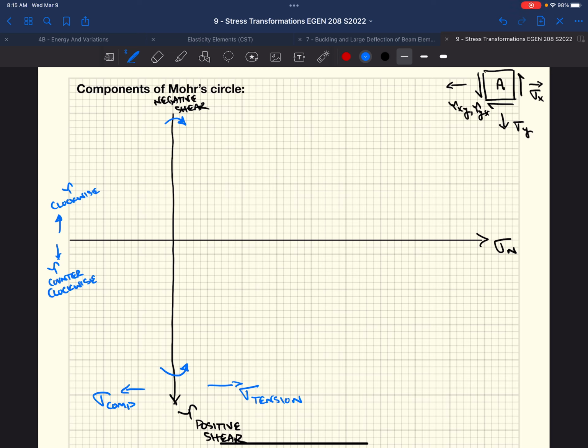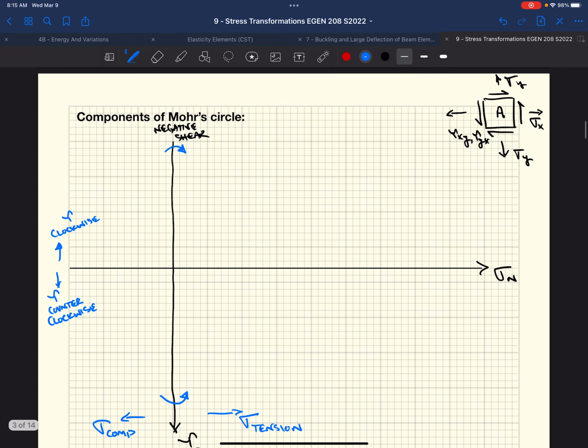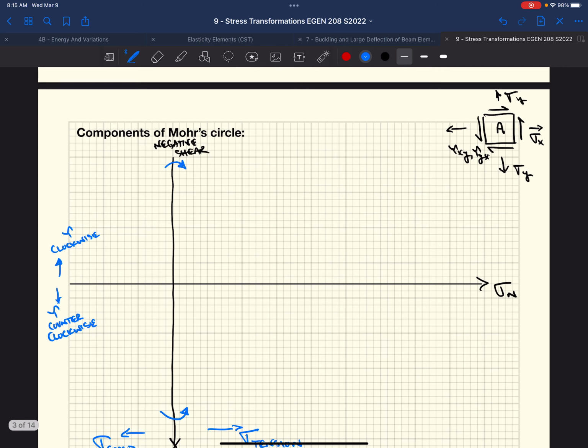Well, now that we have axes, that allows us to plot points. That's what we do on a plot. So what do we plot? We plot what's going on on our x face and our y face of our block. Up there in the right-hand corner, we've got our little block A. Block A has a normal stress and a shear stress acting on the y face, and a normal stress and a shear stress acting on the x face. So we just go through and merely plot what's going on.